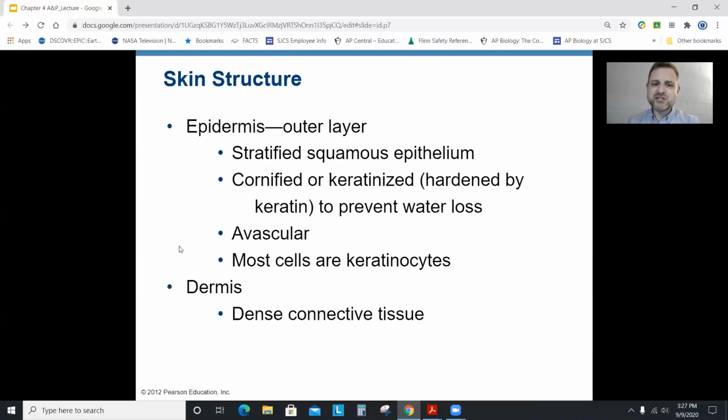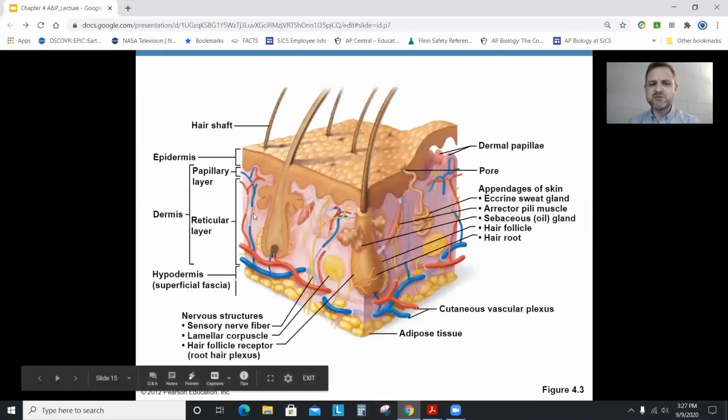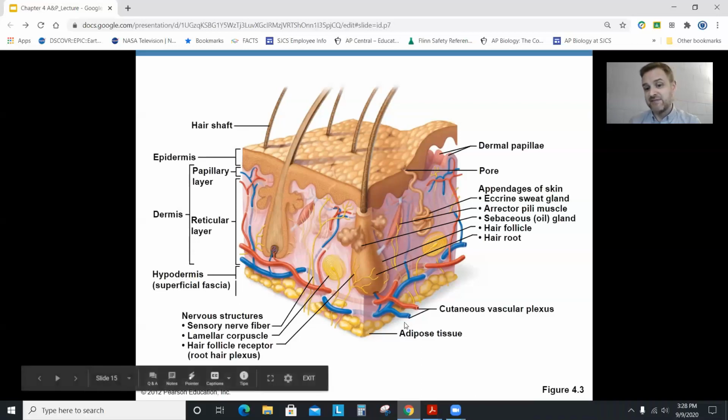So in terms of the structure, let me come back to the slide for a second. This image we're going to come back to several times. If you look at this image, you have an epidermis, which is the outer layer. Then you have this thick layer called the dermis. The dermis has two parts. There's the papillary layer and the reticular layer. And the part underneath your skin's called the hypodermis, which is mainly just fat, okay?